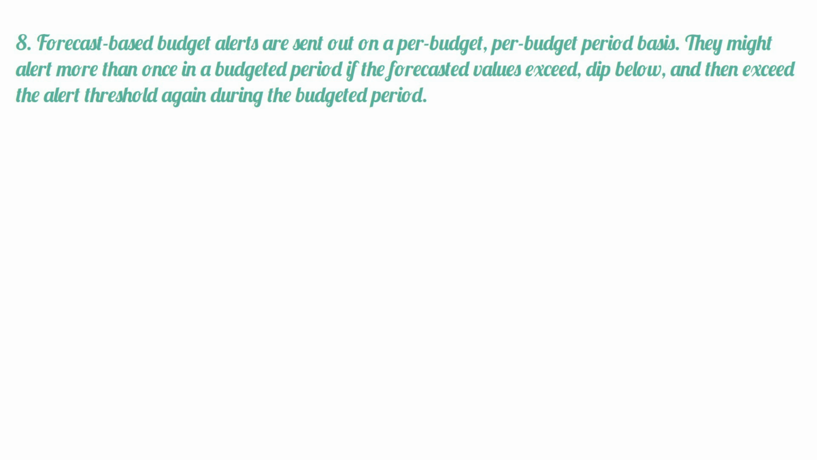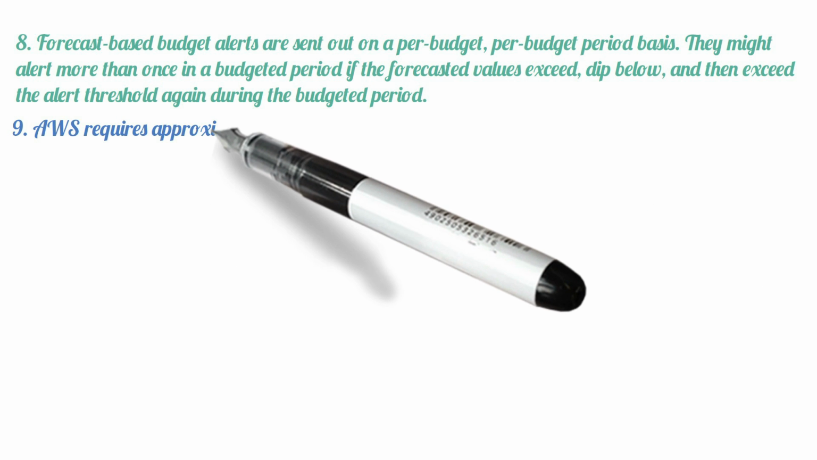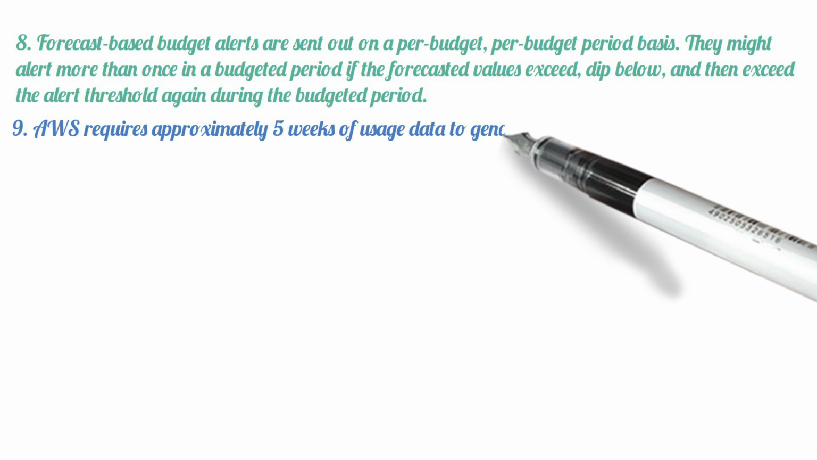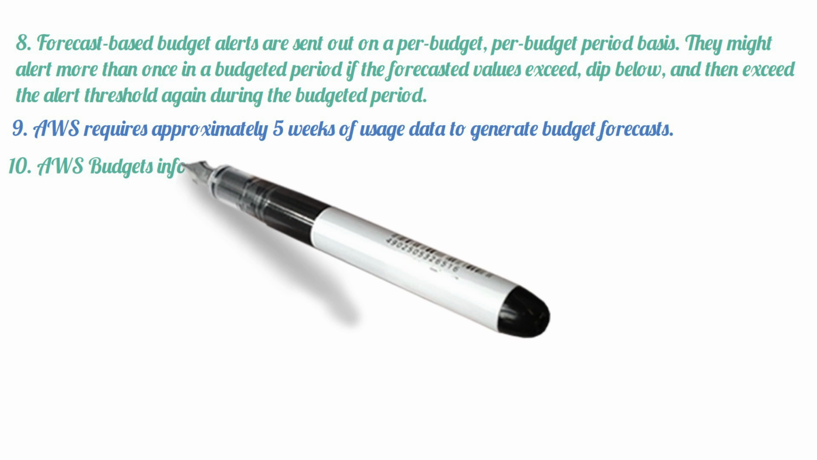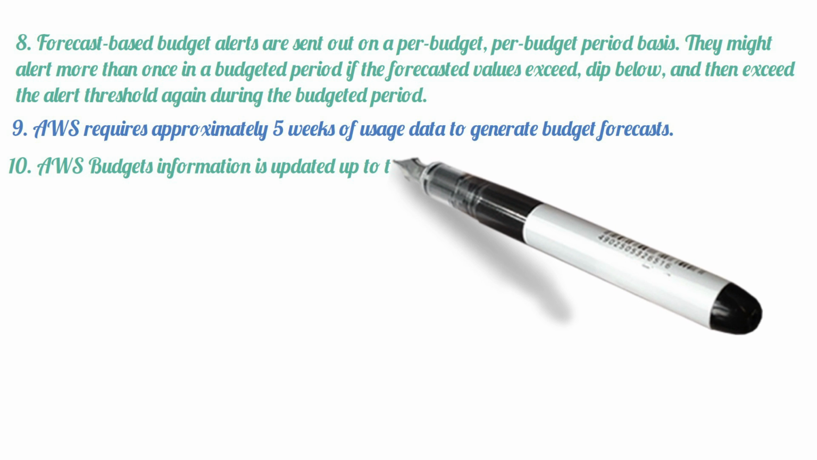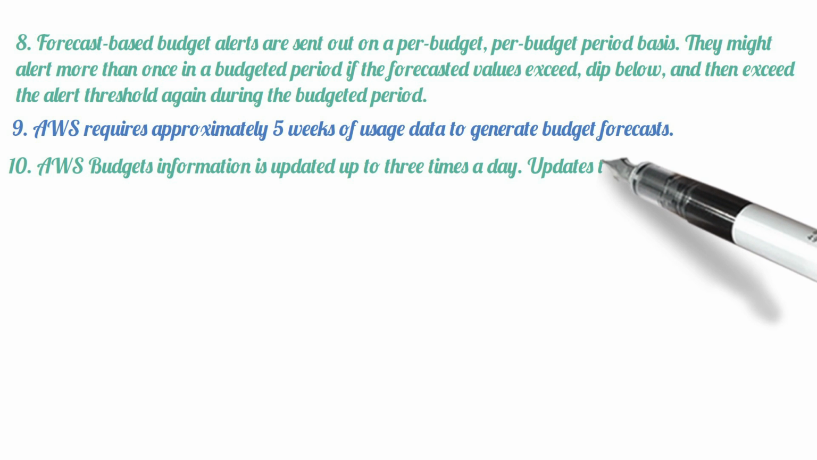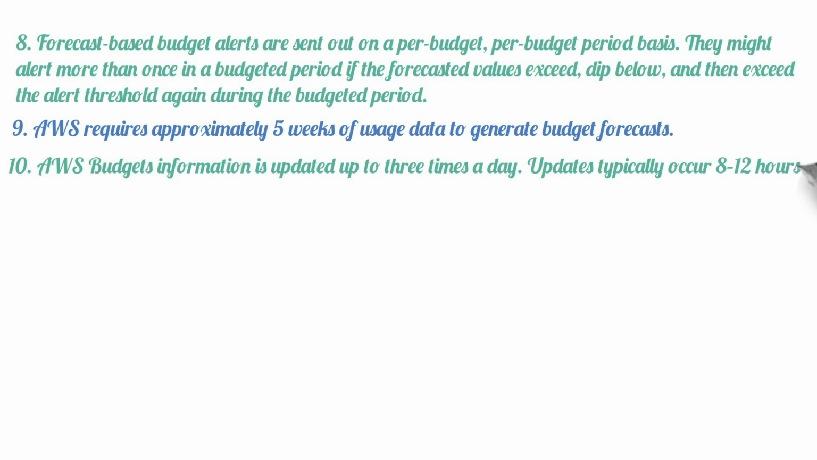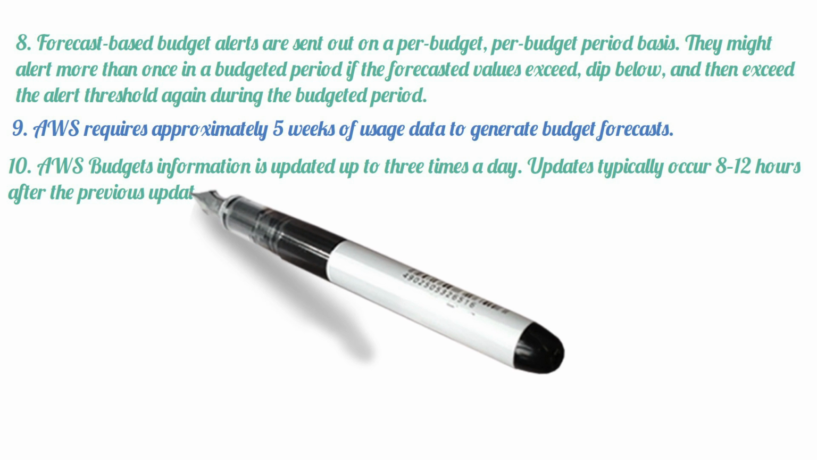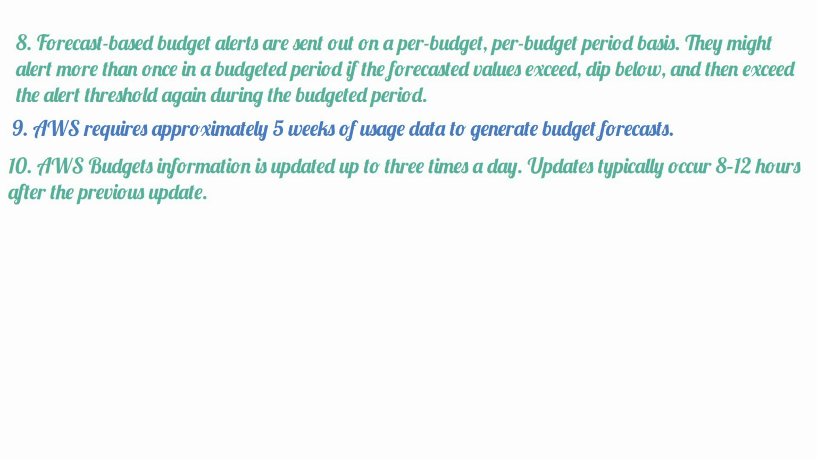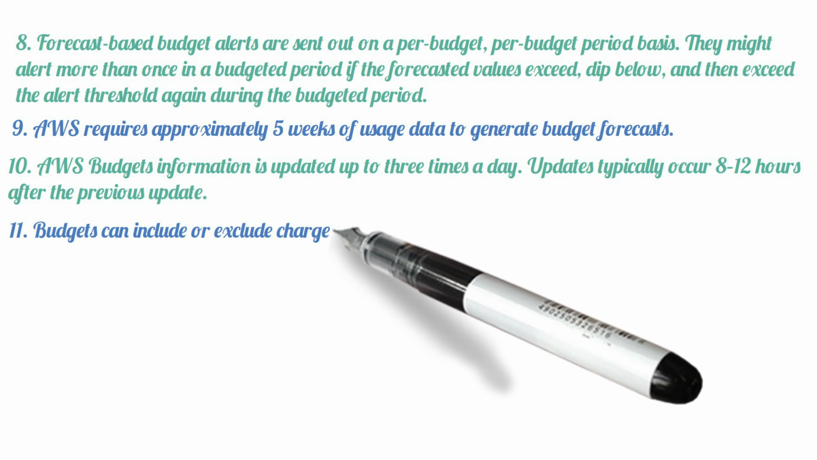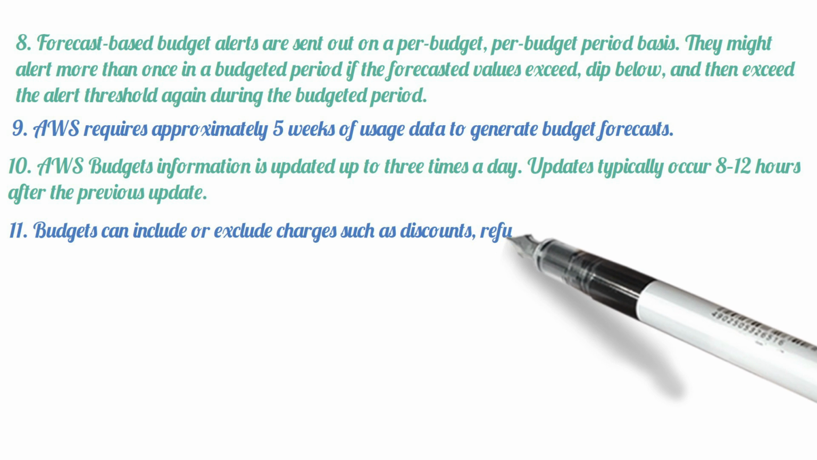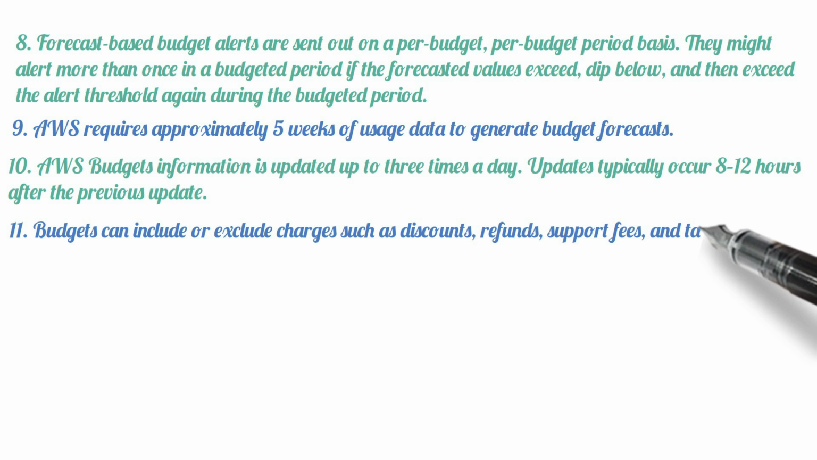Ninth point, AWS requires approximately around 5 weeks of usage data to generate budget forecasts. 10th point, AWS budget information is updated up to 3 times a day. Updates typically occur 8 to 12 hours after the previous update. 11th point to remember, budgets can include or exclude charges such as discounts, refunds, support fees, and taxes.